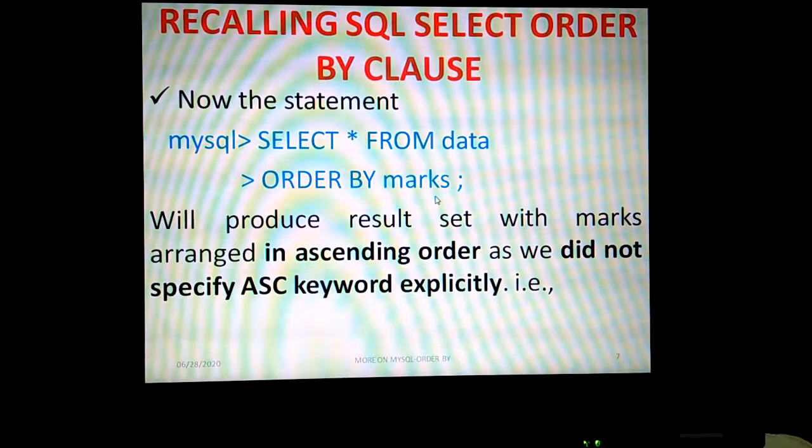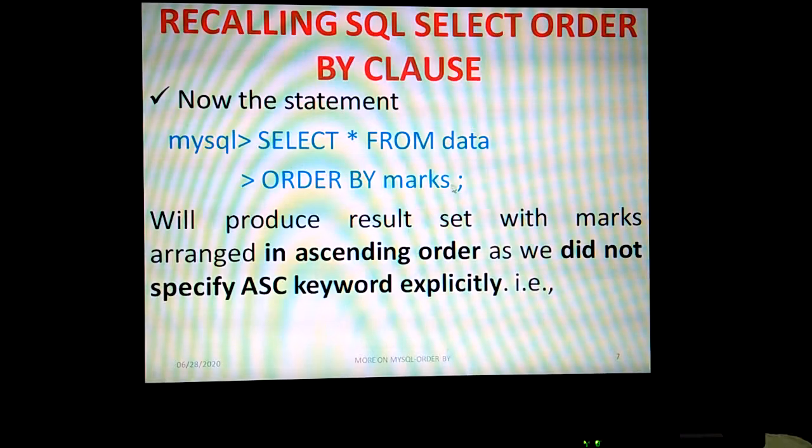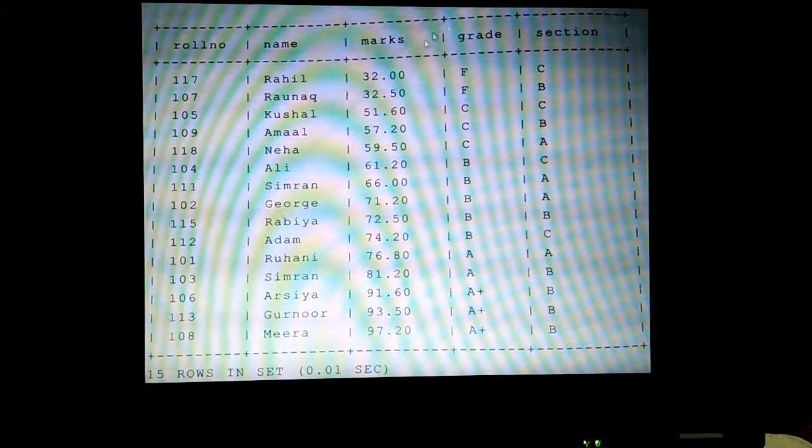Here we did not mention the ASC keyword after this column name in the order by clause, nor DESC. If we are not specifying any keyword like ASC or DESC, the result set will be displayed with marks arranged in ascending order. So here we did not mention the ASC keyword explicitly. In the next example, based on the marks in ascending order, from the smallest value to the largest value, the rows are sorted here. With the help of the roll number you can identify, in the initial table, every roll number in the order it is displayed.